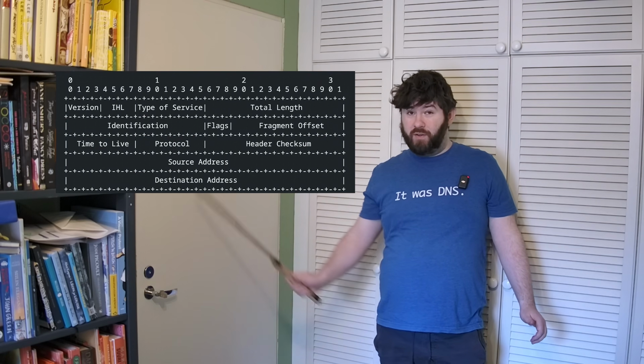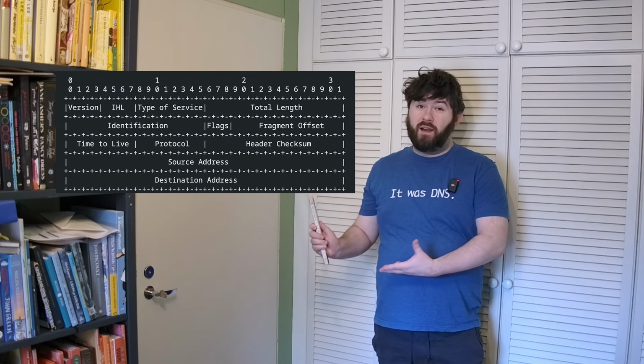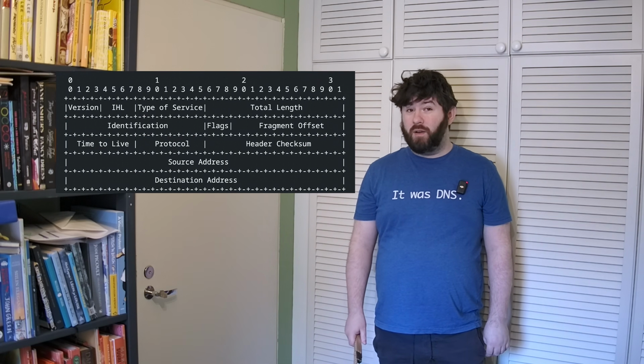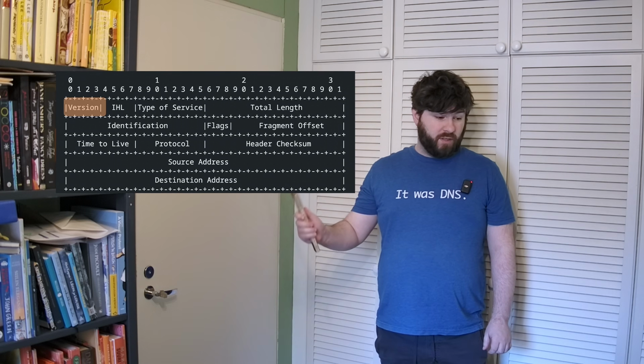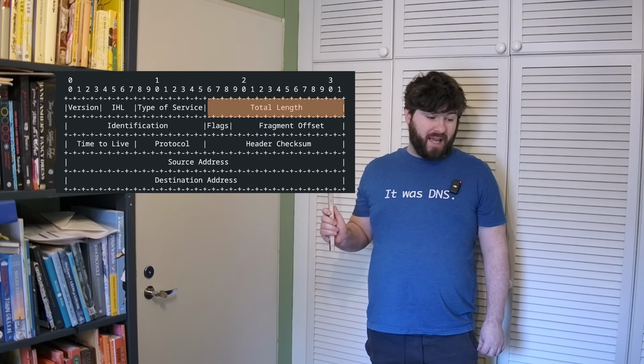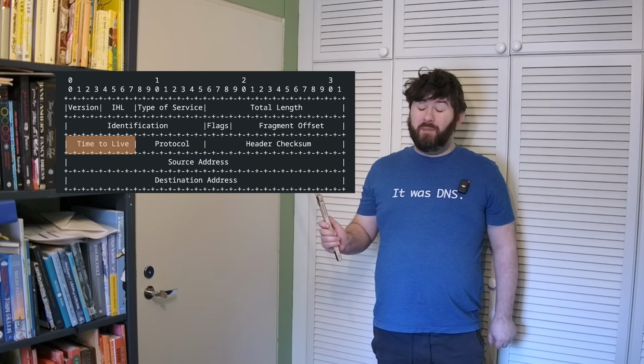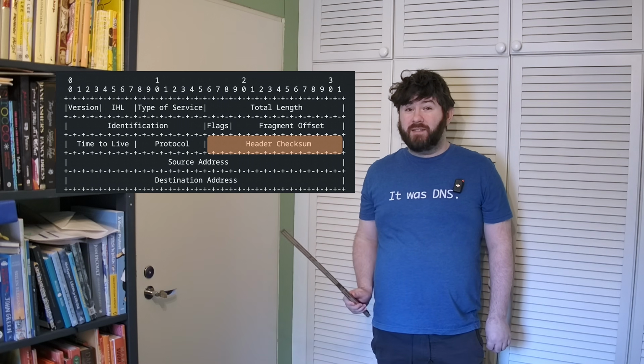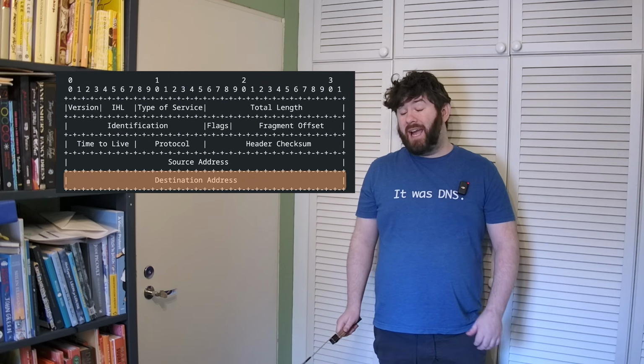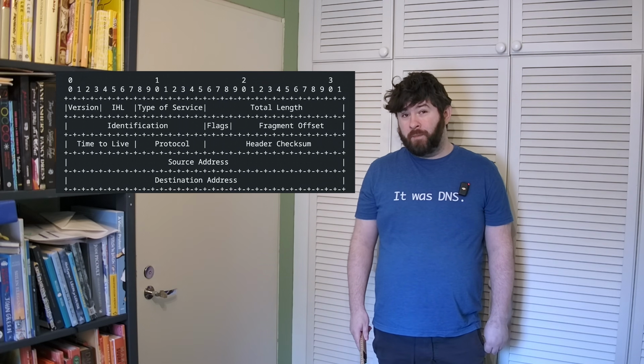So, time for Classroom with Apple Art, I guess. Here on your screen is what the contents of an IP version 4 packet look like. We have version, IHL, type of service, total length, identification, flags and fragment bits, time to live, protocol, header checksum, and source and destination IPv4 address.